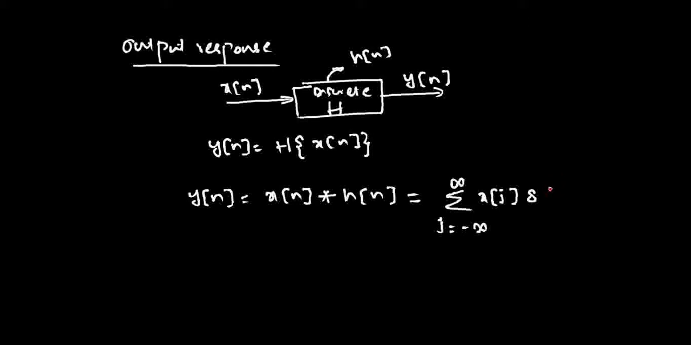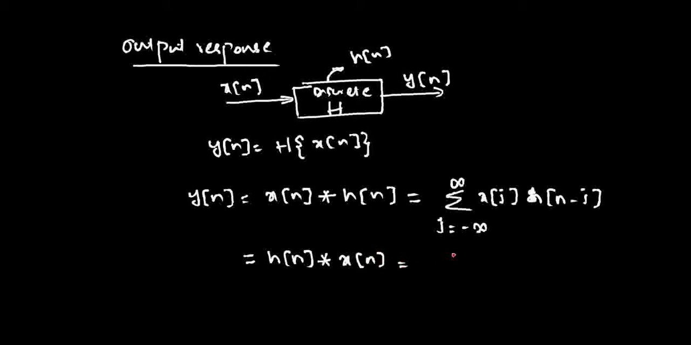If you want to find the response as the convolution of the input sequence with the impulse response, you could also represent it not with delta, but as h of n minus j. This can also be represented as h of n convolved with x of n. There is no harm in it because it satisfies the commutative property.